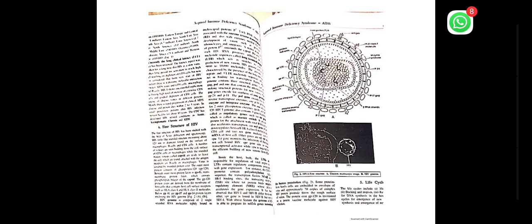Fine structure of HIV. The fine structure of HIV has been studied with the help of X-ray diffraction and spectroscopy. HIV looks like a rounded structure measuring about 120 nm in diameter, found on the surface of macrophages, B cells and CD4 cells.